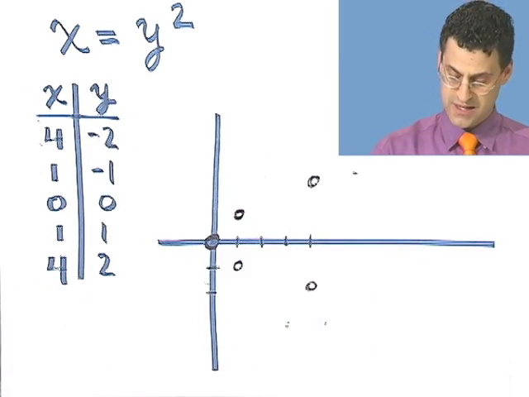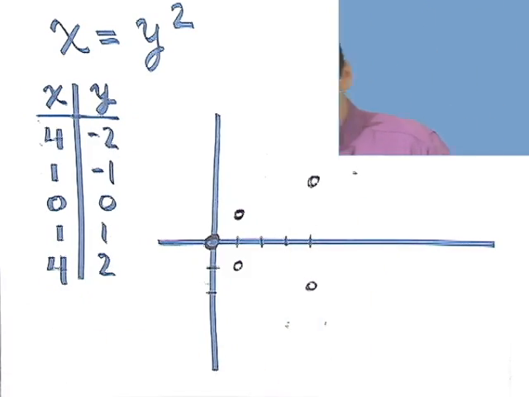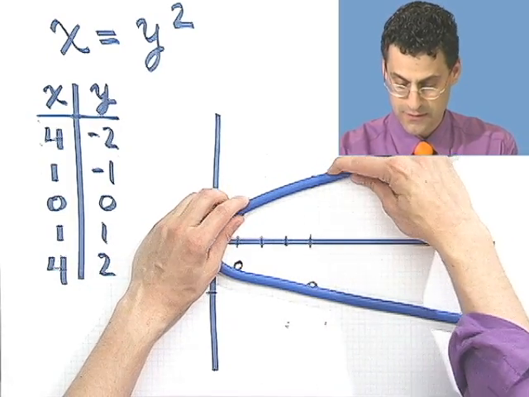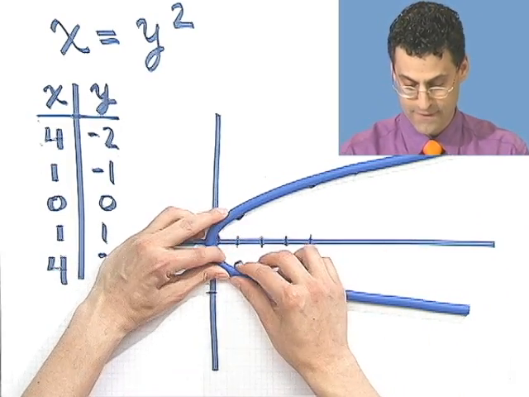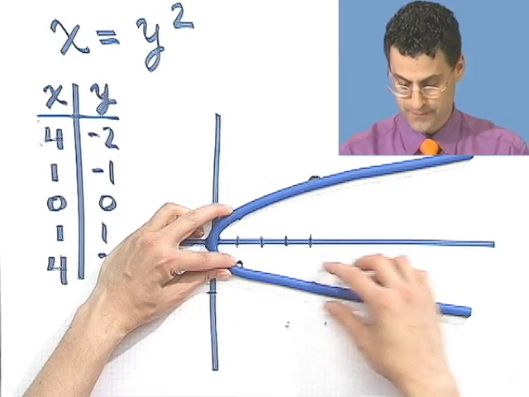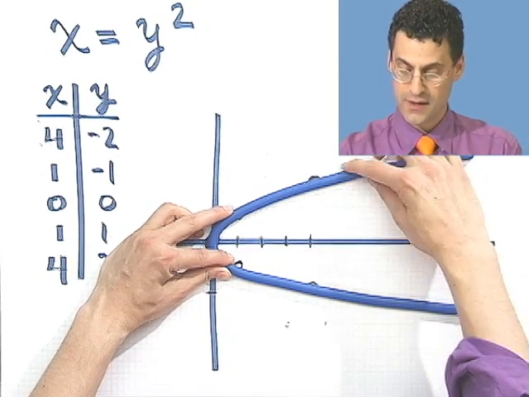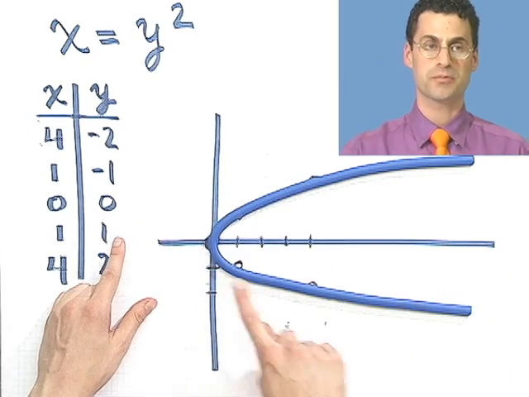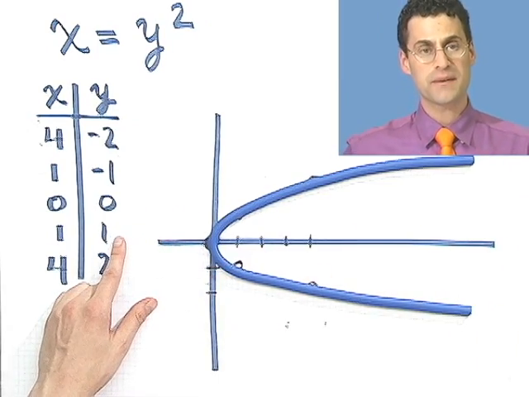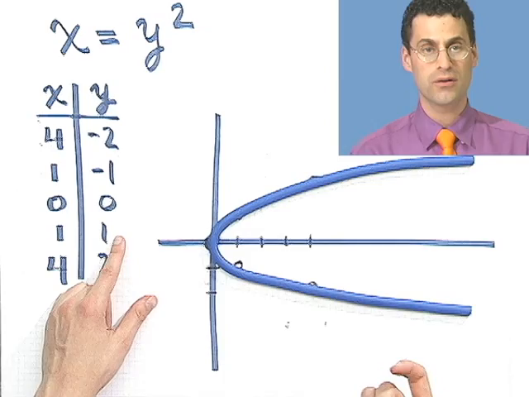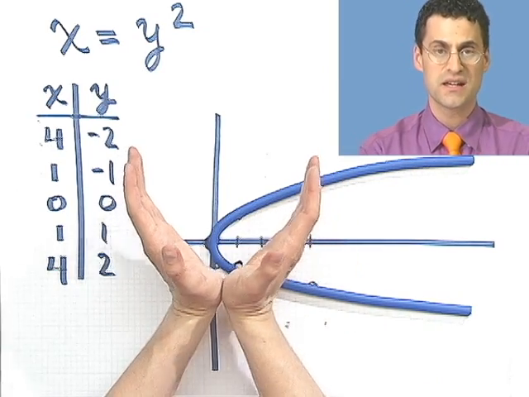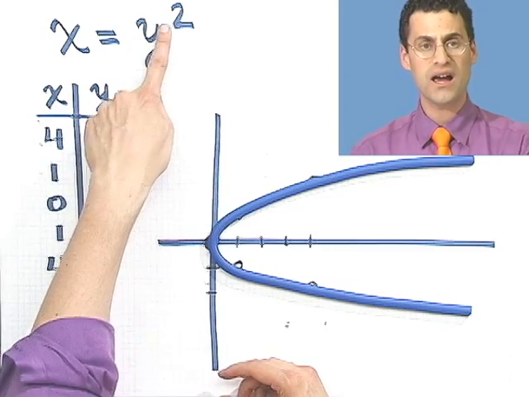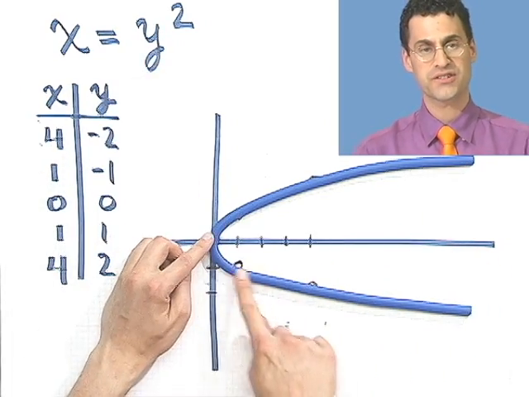So if we connect those things, what do we see? Well, we actually see a curve that looks sort of like this. You see? And again, we see a shape that looks like a parabola. This parabola curve. And notice something interesting. In the previous example, where the parabola went like this, notice that was the case where we had the x squared. Now we have the y squared, and notice the parabola is going in this direction.